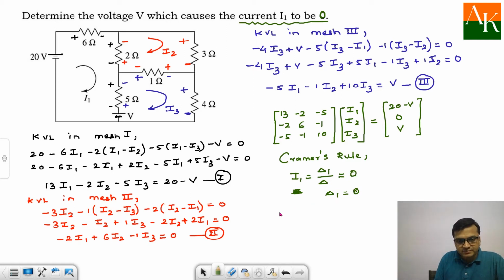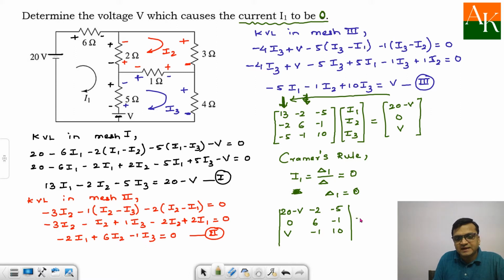So what is delta 1? Delta 1 is nothing but the determinant of this matrix obtained by replacing the first column by these constants. So I will have 20 minus v over here, 0 over here, and v over here in the first column. The second column will remain as it is, even the third column will remain as it is, and this determinant I have to set to 0. Now if you observe, the task has been simplified because only one unknown is there, that is v, and we can easily calculate this.